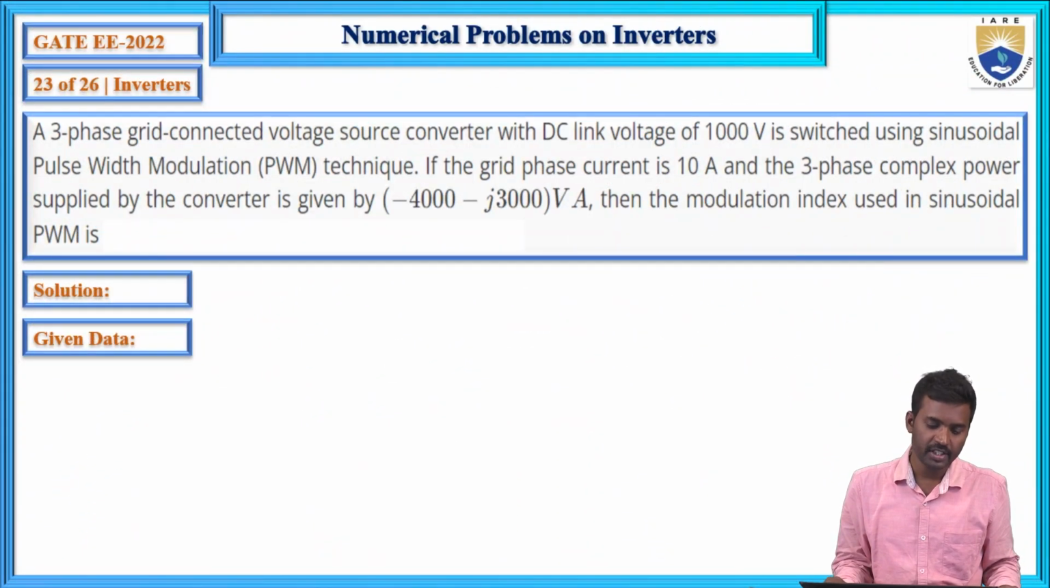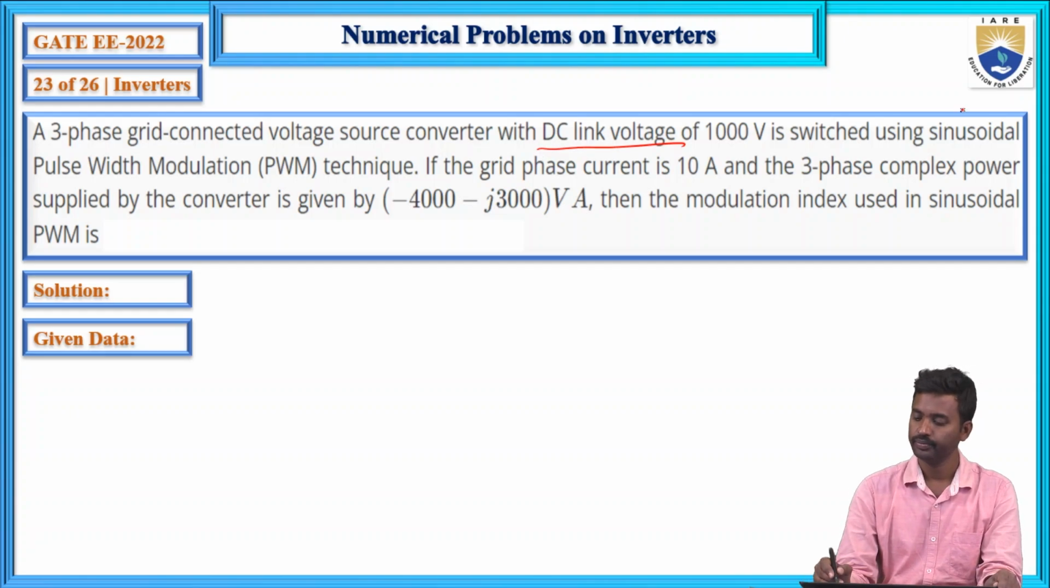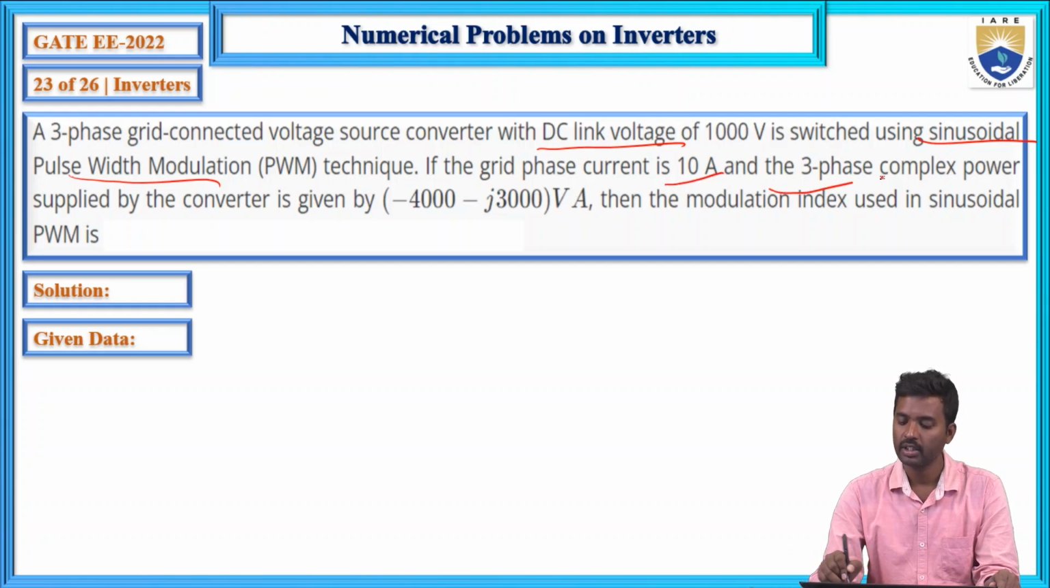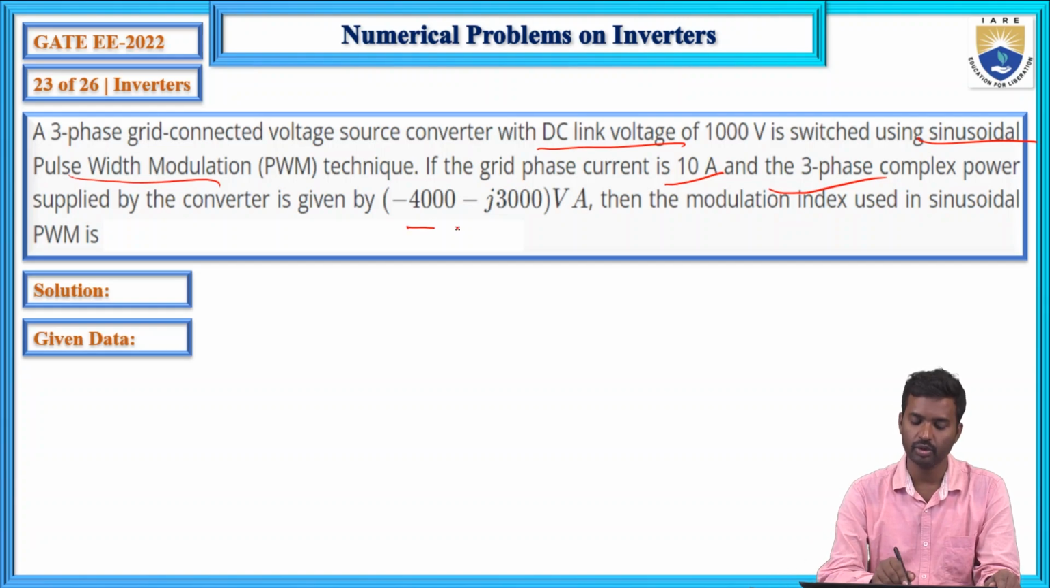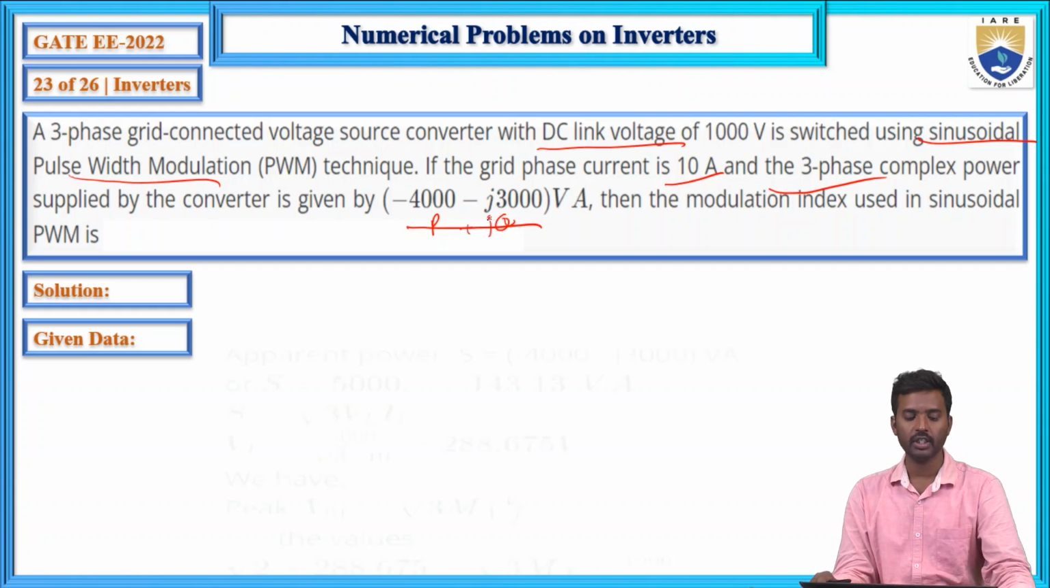23. A three-phase grid connected voltage source converter with DC link 1000 volts is switched using sinusoidal pulse width modulation technique, that is PWM technique. If grid current is 10 amperes, the three-phase complex power supplied by the converter is, so this is complex power, P plus jQ, and then the modulation index.